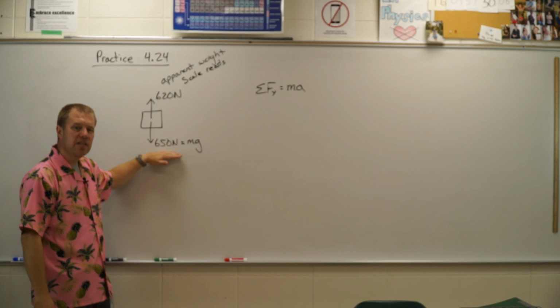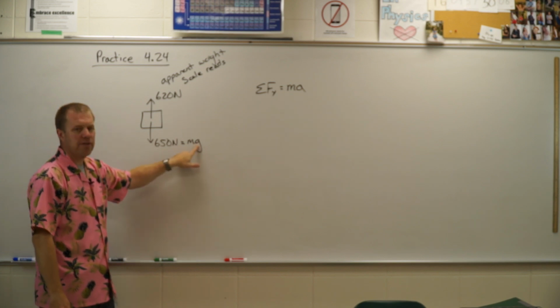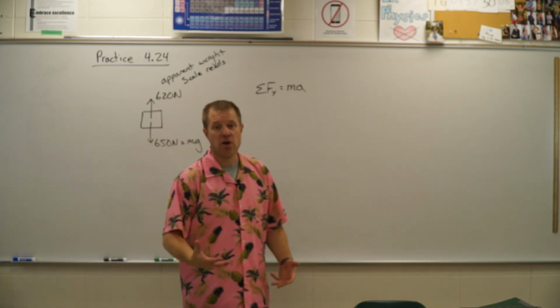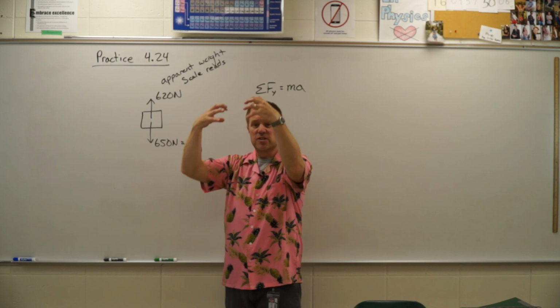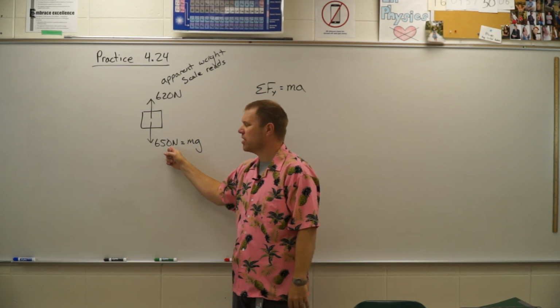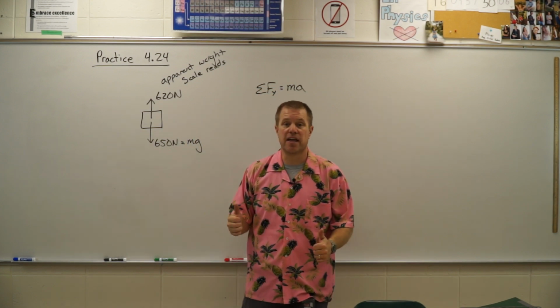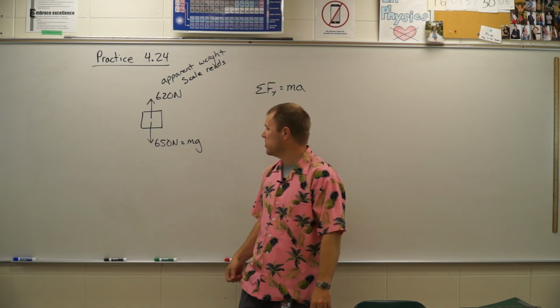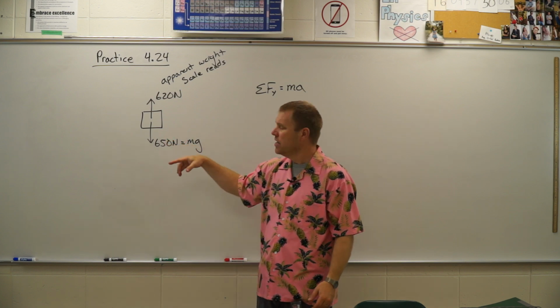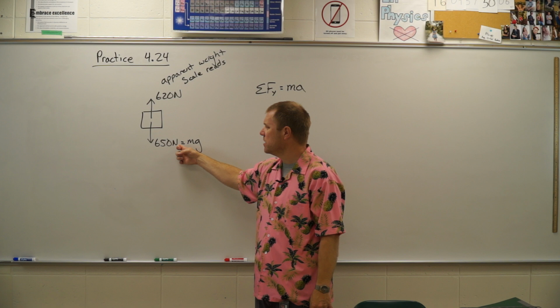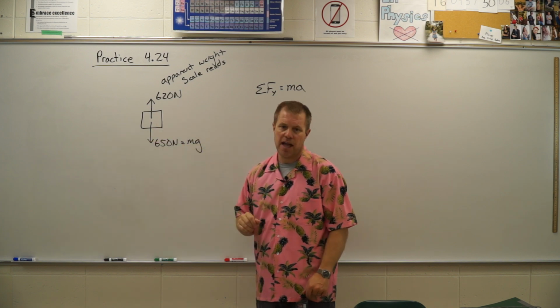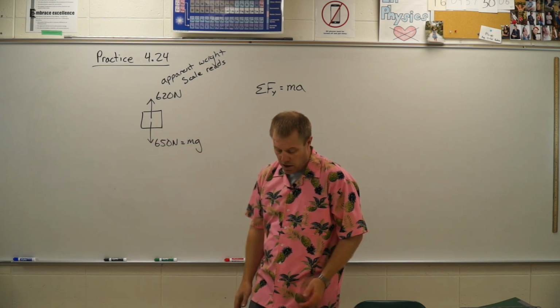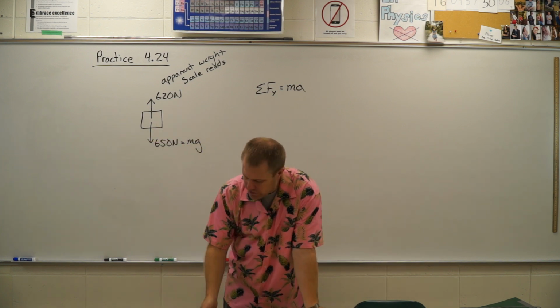The 650 newtons, well, this is from gravity. So what's producing gravity? The Earth, meaning that the Earth is pulling this person down with 650 newtons, and the person then is pulling the Earth up with 650 newtons as well. So that would be our action-reaction pair, between the Earth and the person, and then between the person and the elevator floor.